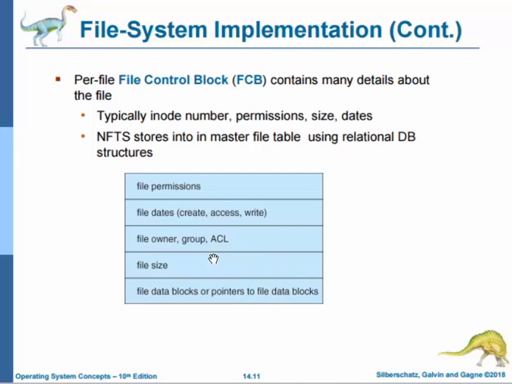Shown in this figure is a typical file control block, wherein we can see the contents of the file control block, including the file permissions, the file dates such as date of creation, date of access, and date of write. Also, it contains the file owner information, the file group, and the access control list, as well as the file size and the file data blocks or pointers to file data blocks.